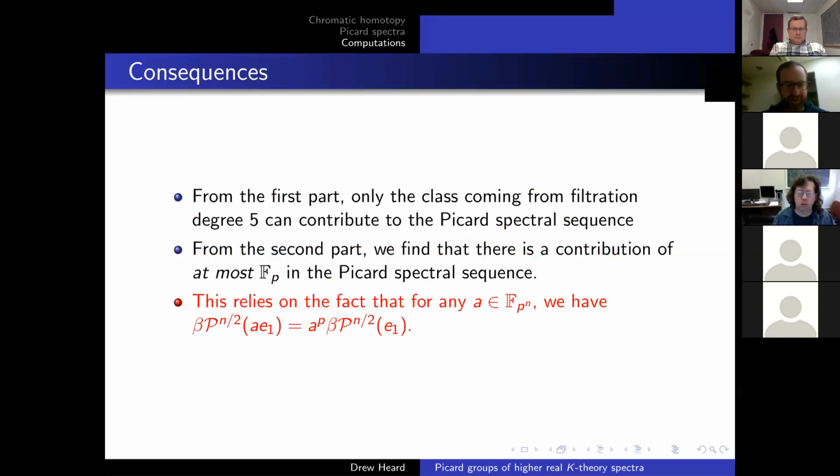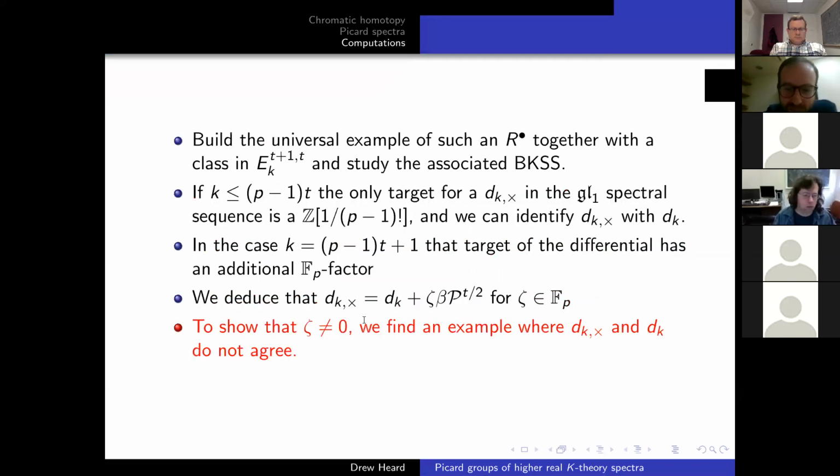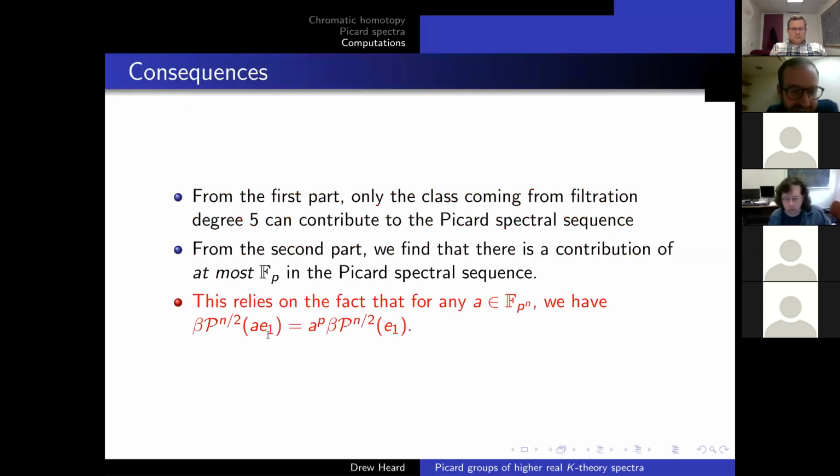And the reason that this works, and the reason we actually didn't need to figure out exactly what this zeta factor here was, is just the result that this power operation, or this cohomology operation, has this semi-linearity property. So for any A in F_p^n, if I multiply this class E1 by A, I can pull it out, but now it's A to the power of P in here. And you can use this to show that the kernel of this differential is at most F_p. So this is good. We've cut this F_p^n down to a smaller group, to F_p. And we've got rid of everything above that.